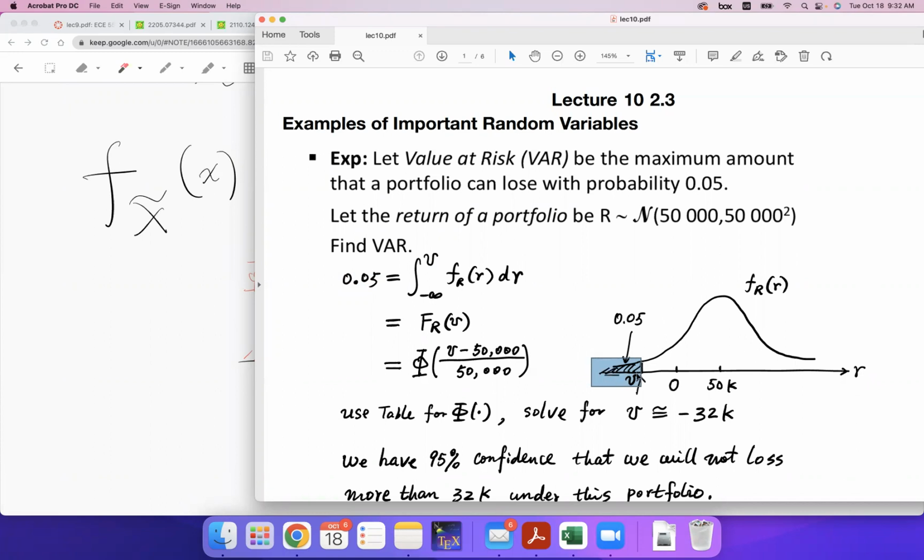In this shadowed area, we are looking at the event where the amount of return is less than or equal to V. This is the probability of that event, and such a probability needs to be 5%. So we are looking for that threshold value V such that the entire probability in this shadowed area equals 5%.